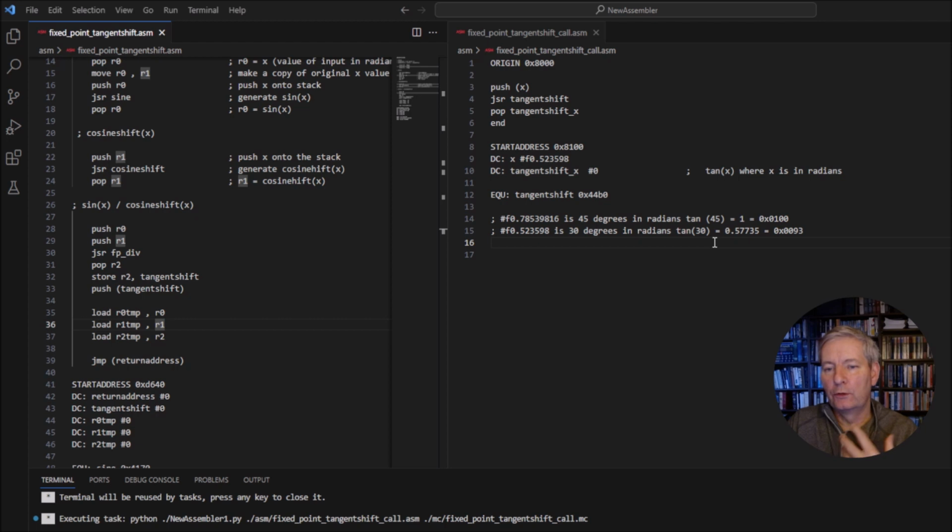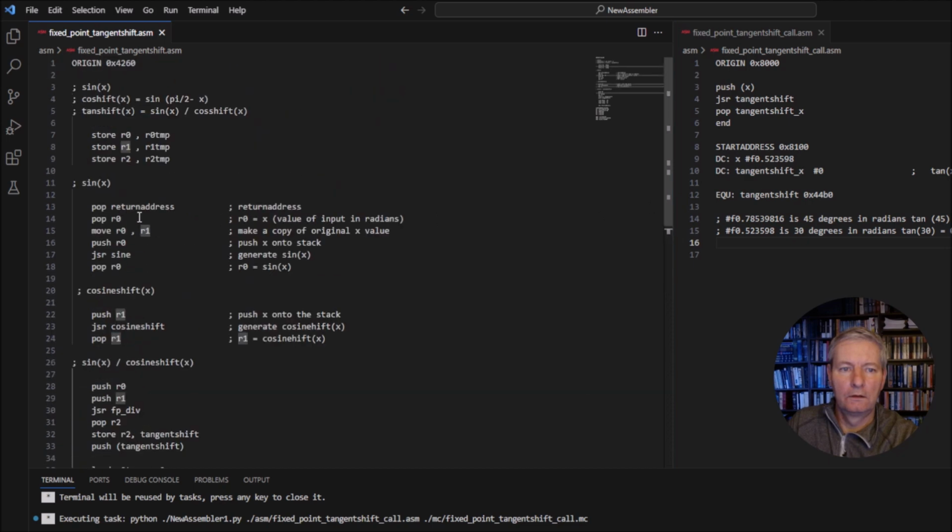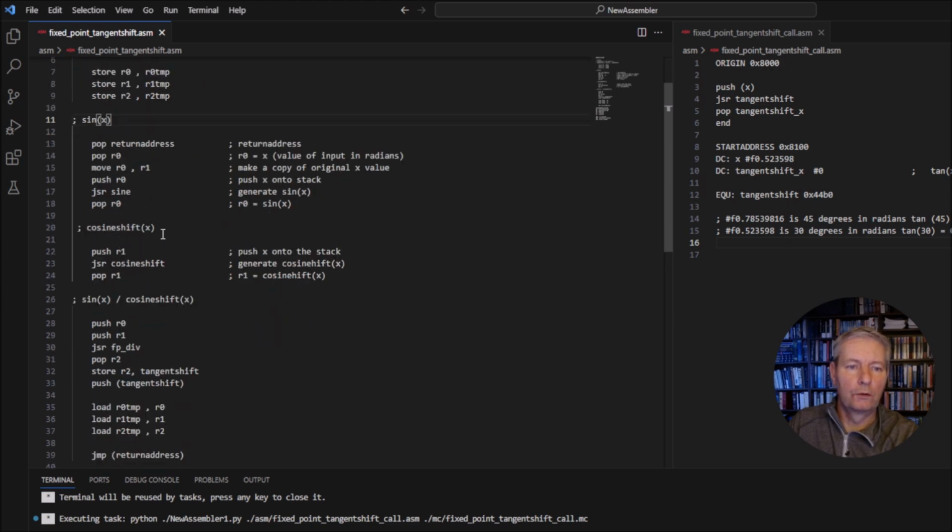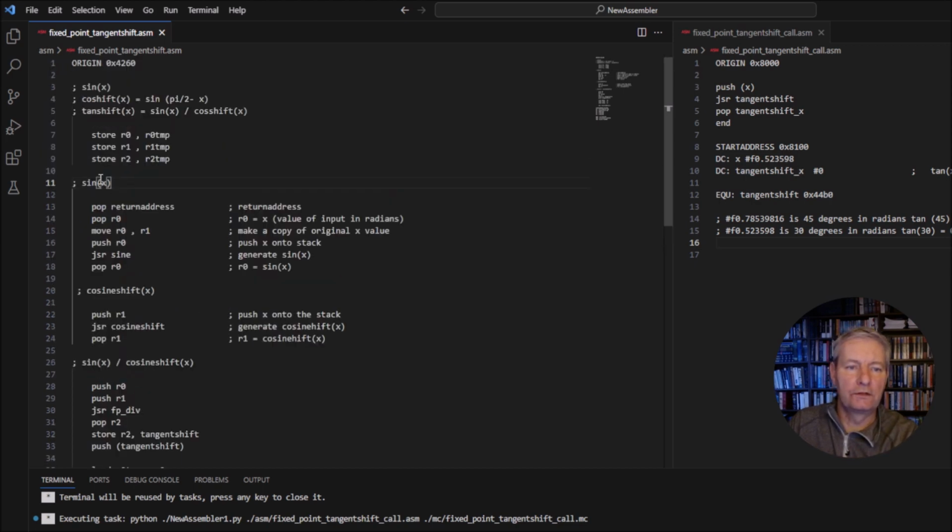So if everything works out okay, the final answer should be 0093. So let's look at the actual subroutine function here. So in the subroutine function, we have to do three things. We have to do the sin x, which is done here. We have to do the cosine shift, which is done here. And then we have to do the division, which is the sin x divided by the cosine shift. So I've got each of these here.